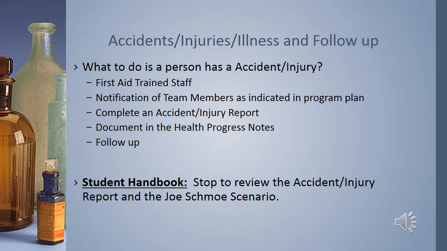Accidents, injuries, and illness and follow-up. What to do if a person has an accident or injury or an illness. First, all staff are first aid trained, so apply any needed first aid. Notify the team members as indicated in the program plan for the person. Complete an accident injury report form, document thoroughly in the health progress notes, and follow up later on the injury or illness in the health progress notes.